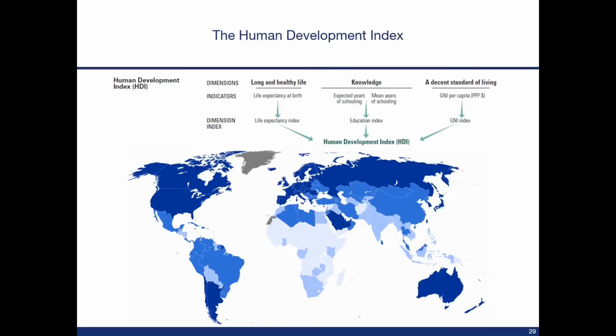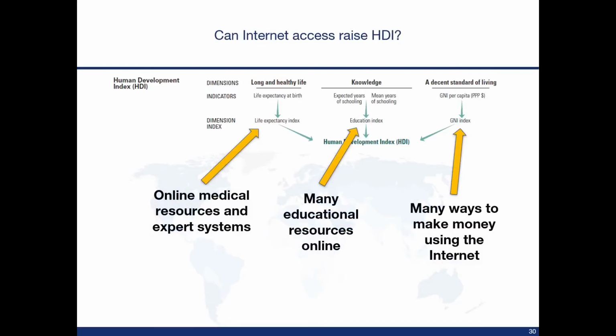The Human Development Index is another interesting metric to compare countries. It is a measure of people's average life expectancy, their level of education, and their standard of living, which is measured using how much money they have. You might be wondering if the internet can be used to raise a country's Human Development Index.